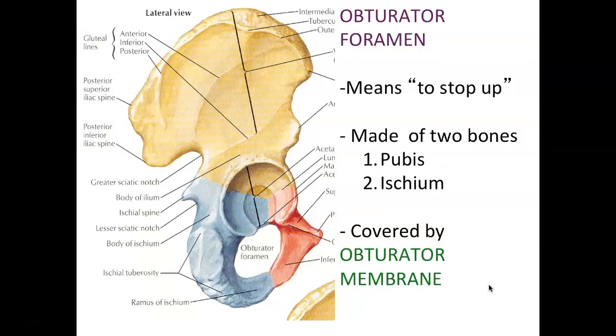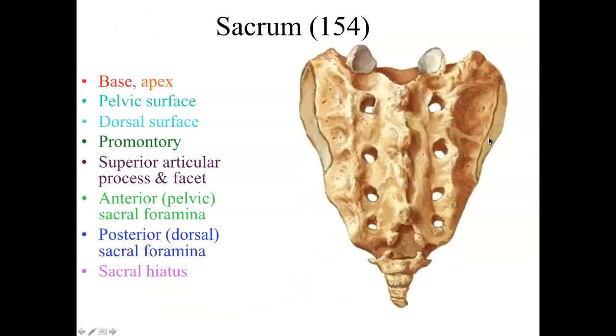And we have a hole here, so we're going to use the term foramen. So foramen means hole, but obturator means to stop up. And that's because we have a membrane. That's the hole there, but the membrane kind of goes across like this. This obturator membrane stops up or closes up this hole. So the obturator foramen is created by two bones. You can see it's kind of encircled by the pubis and the ischium.